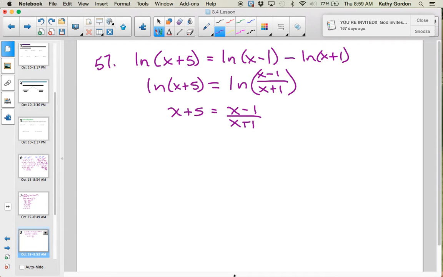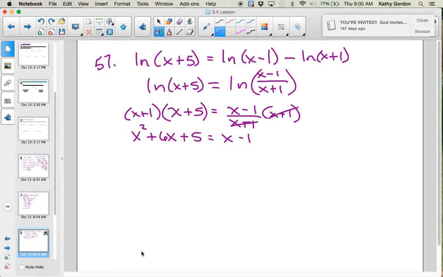Okay, so what's my first step for that? Get the x plus 1 out of the denominator. Here they cancel. Here I'm going to multiply that out. So what do we get? X squared. That's a good start. Plus 6x plus 5. And that's still equal to an x minus 1.